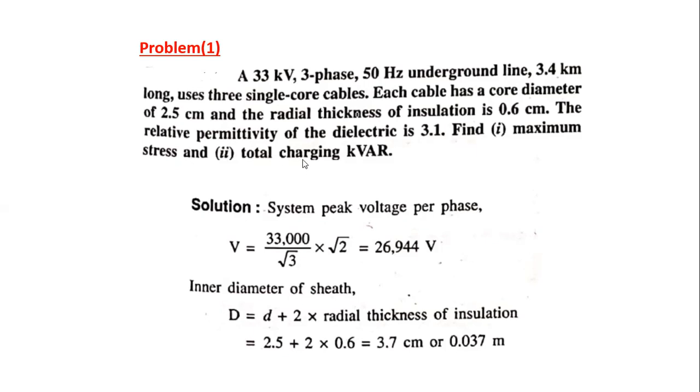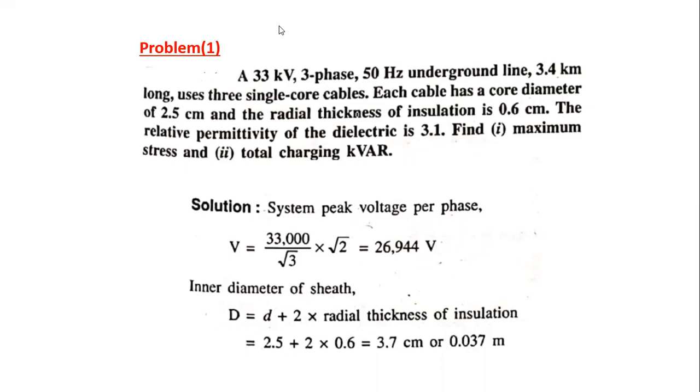Second, find the total charging kVAR. First, the peak phase voltage is 33,000 divided by root 3, into root 2, which is 26,945 volts. Next, we calculate the inner diameter of the sheath.